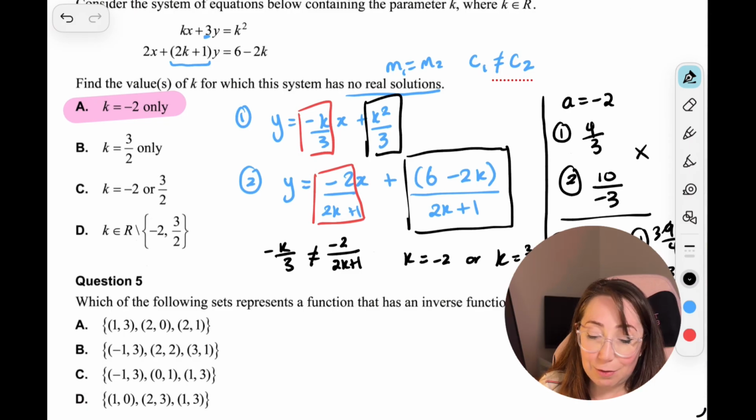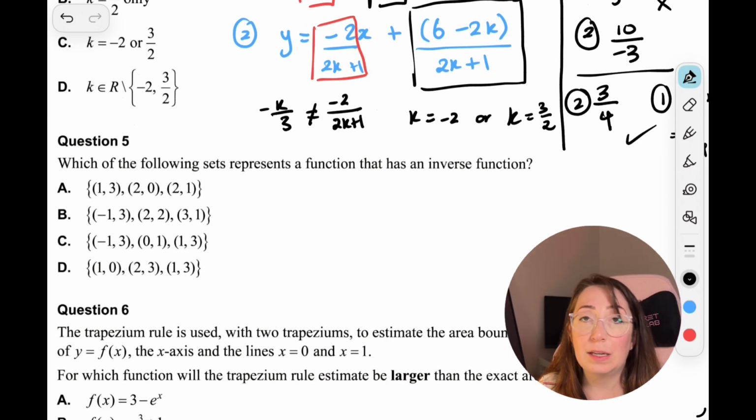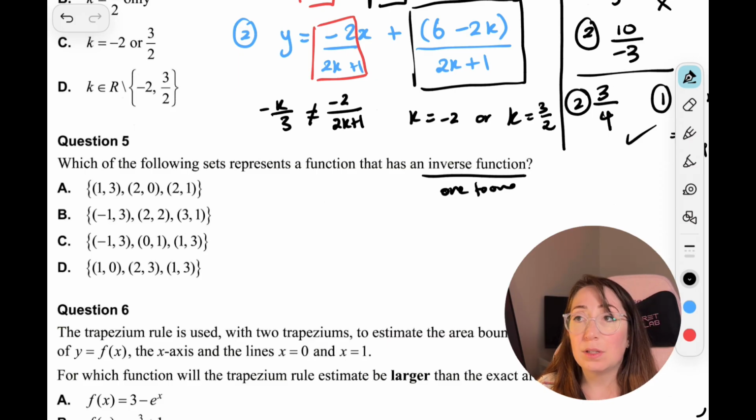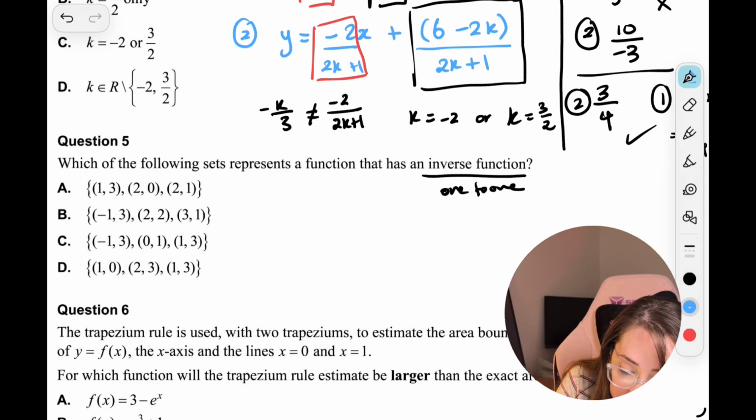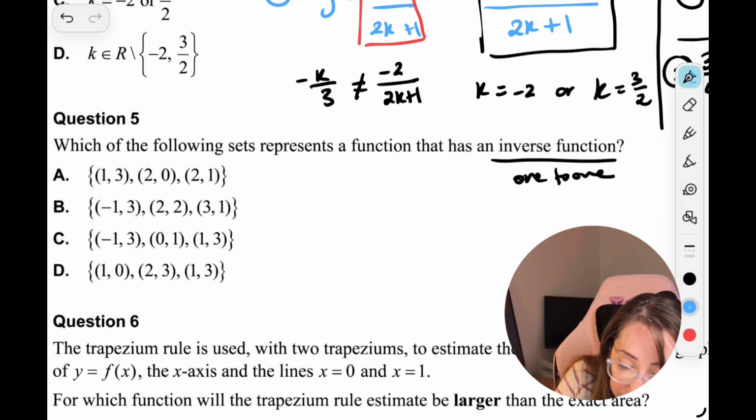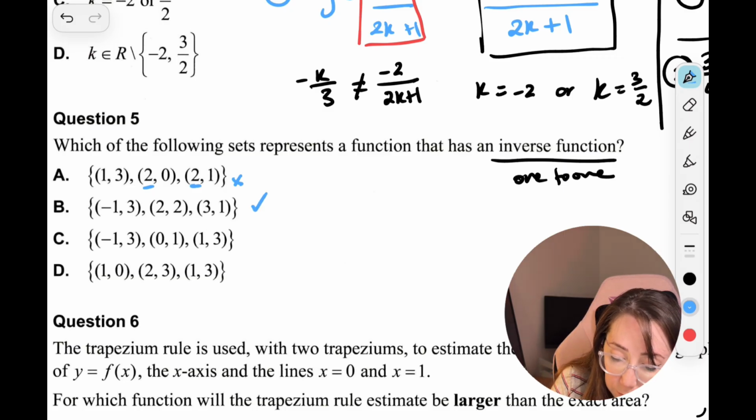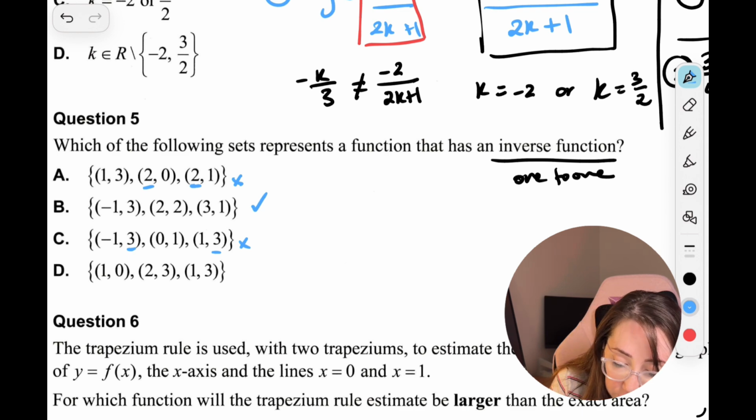Okay, let's go through the next question. 5, which one of the following has an inverse function? So in order for something to have an inverse function, it has to be 1-to-1. And that means no x values and no y values can repeat. So if I go through and have a look at my options, for part A, I can see that the x values repeat. Part B, nothing repeats so far, so it should be good, but I'm just going to check. Part C, these y values repeat, so it can't be that. And then part D, these y values repeat, so it can't be that. So it is B.